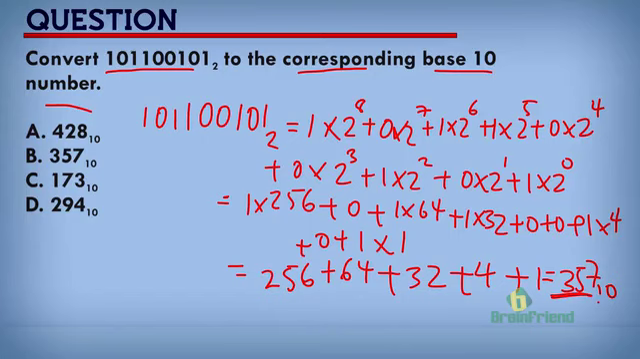Which of these options is correct? Is it A, B, C, or D? Option B is correct. 357 base 10.